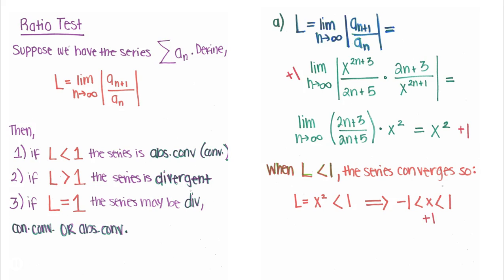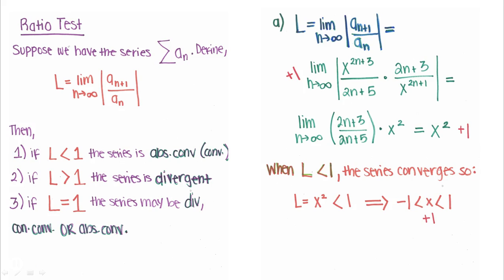It asks us to use the ratio test to find the interval of convergence. The first thing we're going to do is plug in n plus 1 for anywhere there's an n and divide that by the original series. That's what I'm doing right here. It was x to the 2n plus 1, but if you plug in n plus 1 and distribute, you should get x to the 2n plus 3 over 2n plus 5. Then I just multiplied by the reciprocal of a sub n instead of dividing, so times 2n plus 3 over x to the 2n plus 1.